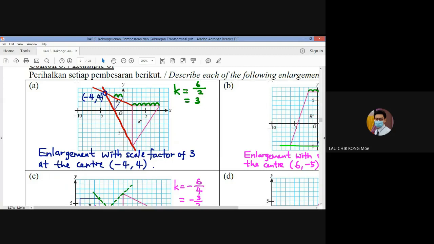Okay, after we get the scale factor, we need to determine the center. Seperti tadi kita kata intersection point kan. So bagaimana buat intersection point?